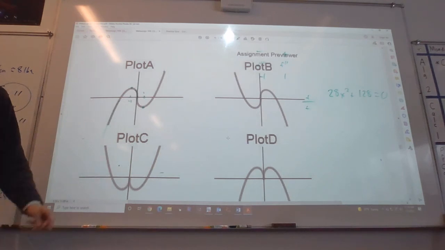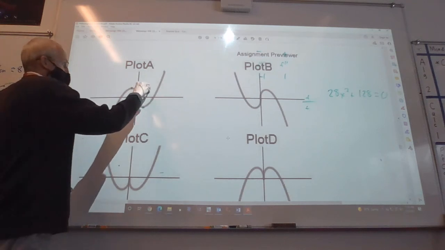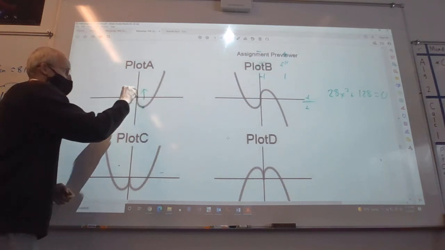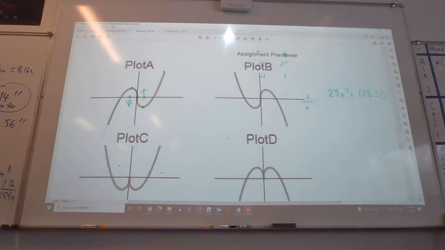And again, the only inflection point is right here. Here it's concave up, here it's concave down. It switches over right there. There's no other inflection points.